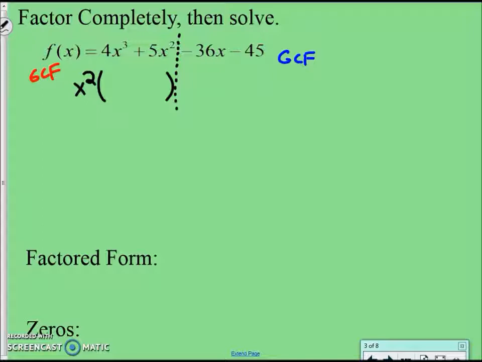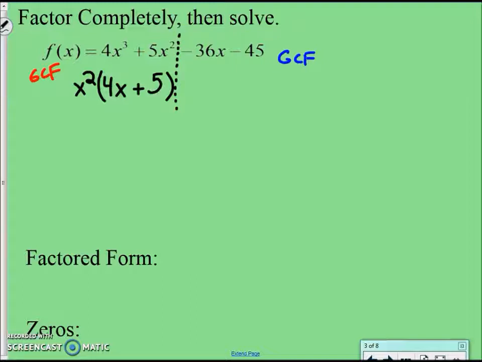What would we multiply x squared by to get 4x cubed? Well, we multiply by 4x. Or we could look at it as 4x cubed divided by x squared would give us 4x. Okay? What would we multiply x squared by to get 5x squared? Well, we would multiply that by 5.